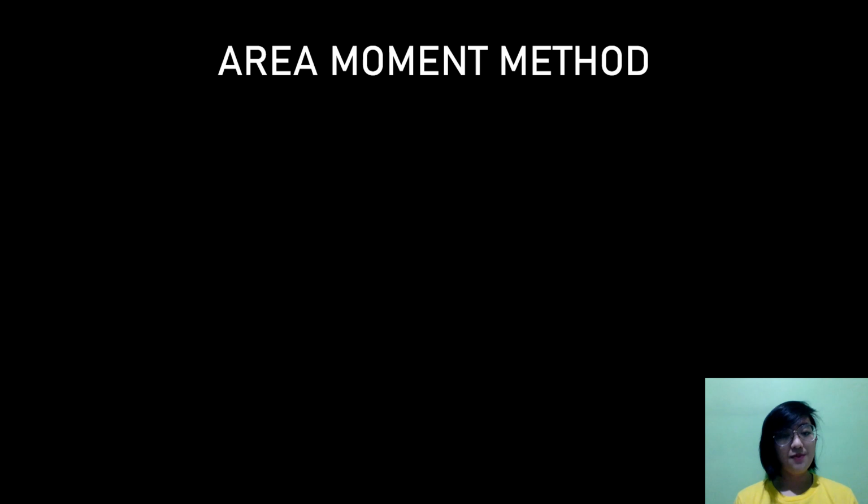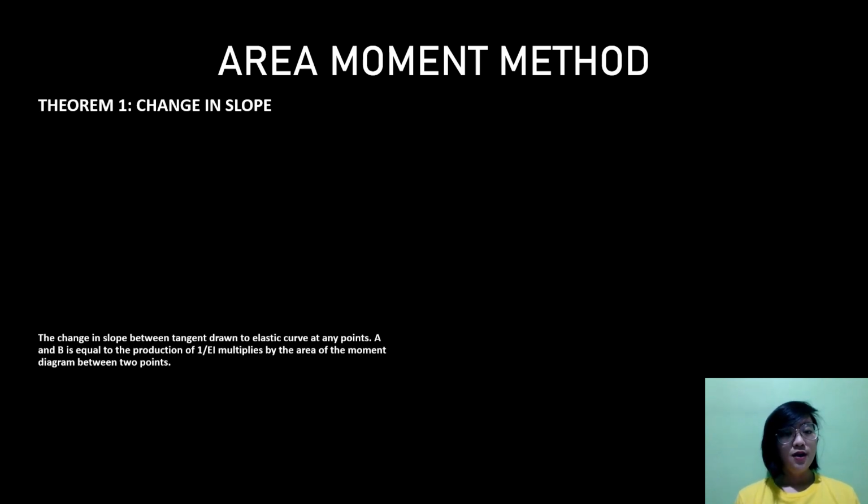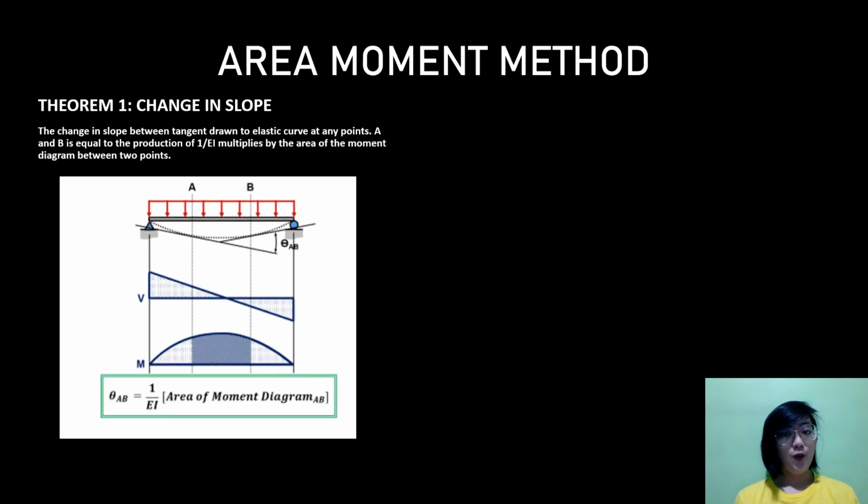So, first theorem is the change in slope. The change in slope between 2 points is equal to the area of the moment diagram of 2 points. The formula for this is this one. Theta AB is equal to 1 over EI times the area of the moment diagram AB.